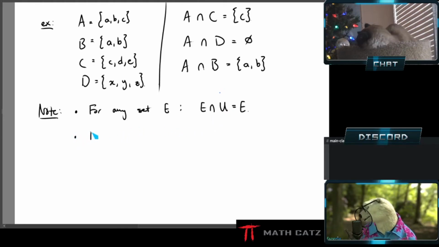Let's go to the other extreme. For any set E, the intersection with the empty set, well, I'm looking for the overlap between whatever E has and nothing. They overlap in nothing. And then something in the middle, perhaps.